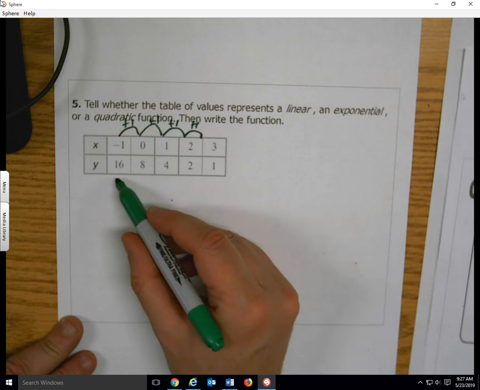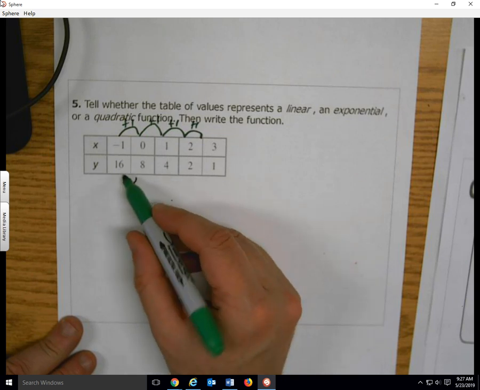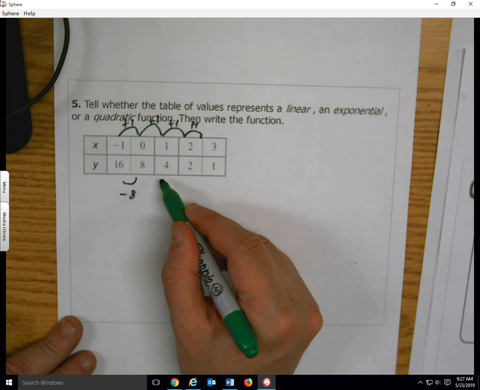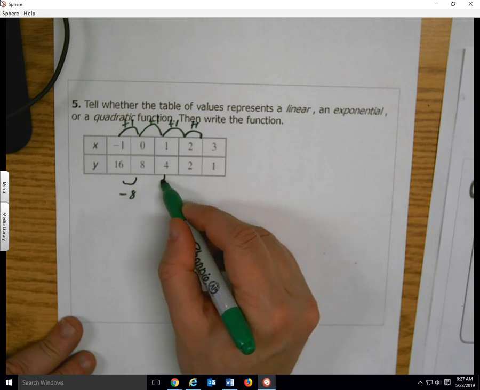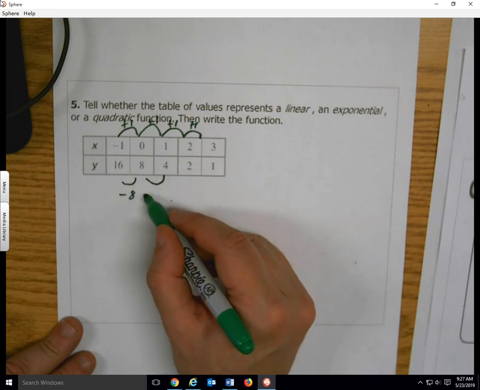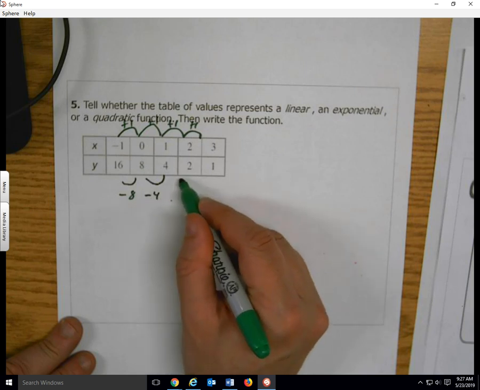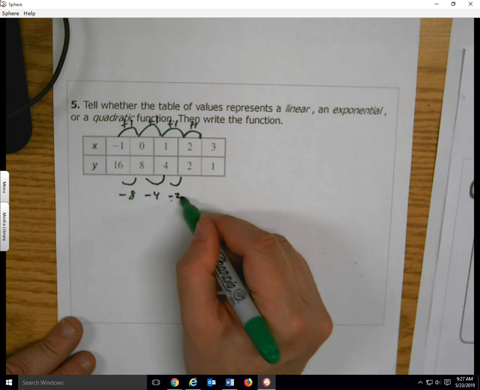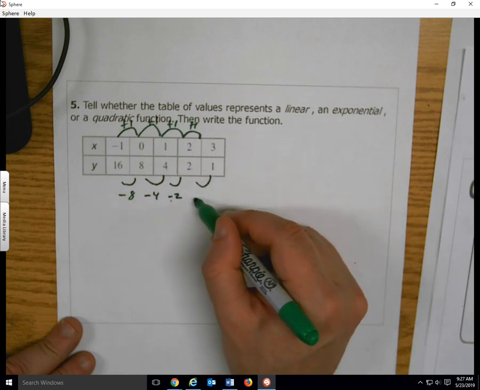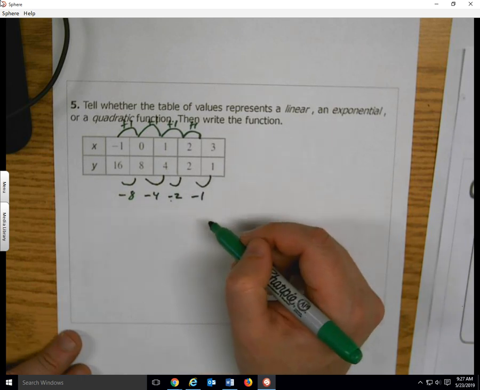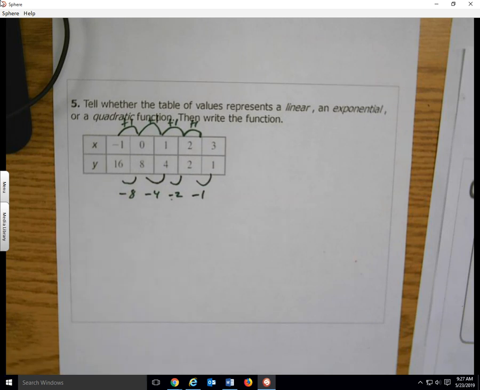What's happening with the y's? 16 take away 8 would be a negative 8. 8 take away 4 would be a negative 4. 4 take away 2 would be a negative 2. 2 take away 1 would be a negative 1. So which one do you think this would be? Would this be linear, exponential, or quadratic?